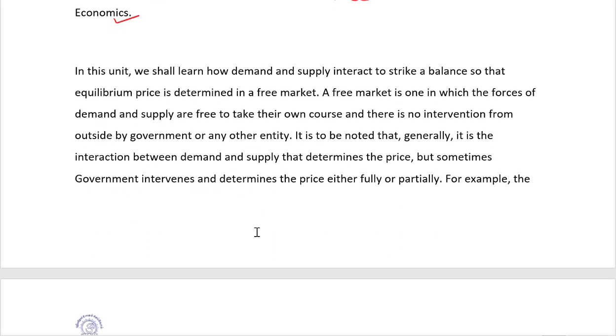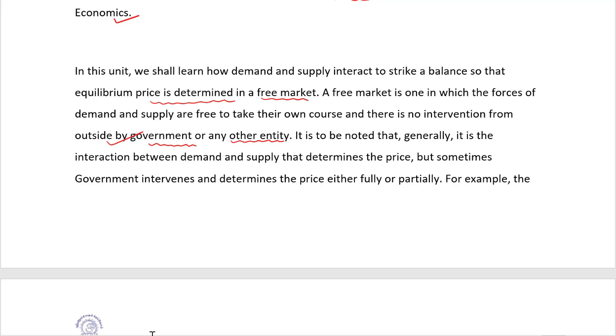Thus, in this unit, we shall learn how demand and supply interact to strike a balance so that equilibrium price is determined in a free market. A free market is one in which the forces of demand and supply are free to take their own course and there is no intervention from the outside, that is, there is no intervention from the government or any entity.